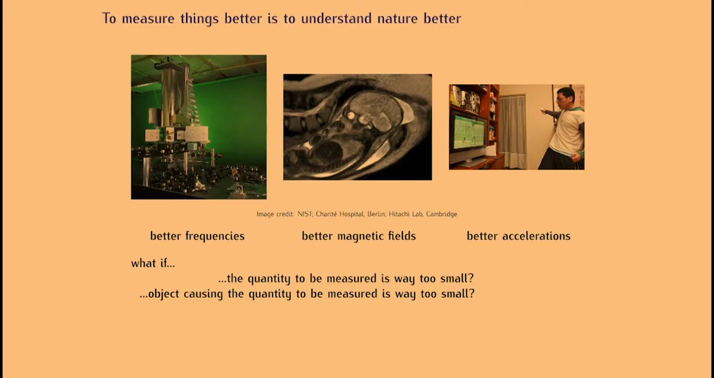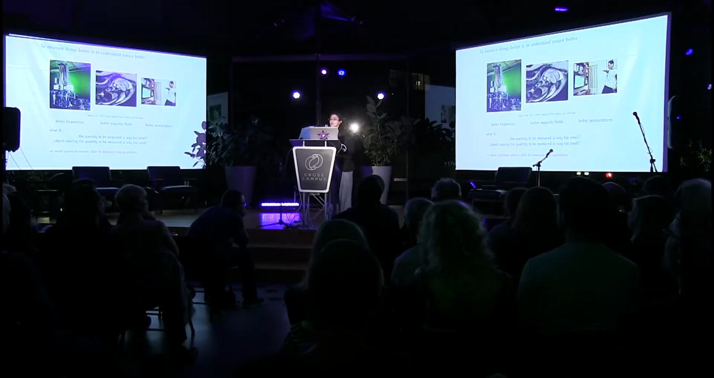But the question that I ask is, what happens if the quantity that you want to measure is very, very small? Or worse, what happens if the object causing the quantity to be measured is very, very small? I'm going to argue that in this case, you need a tiny little sensor that's able to sense tiny little quantities. If the sensor is tiny, let's make it really, really tiny. Let's make it quantum. There's a whole body of mathematical arguments that say that if you use a quantum object as a sensor, your measurement is improved. In other words, the sensor's quantumness enhances the measurement.